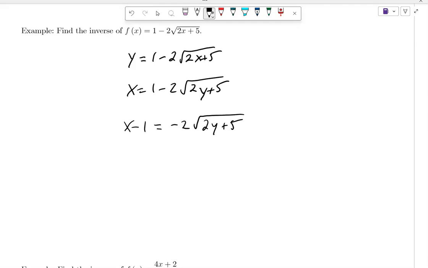Next step. We still need to solve for the y, right? So what's the next step in solving for the y? You got two options. Divide. Yeah, divide by the negative 2. Get the root by itself, right? Okay. But divide by negative 2.